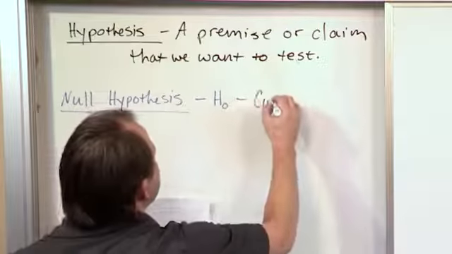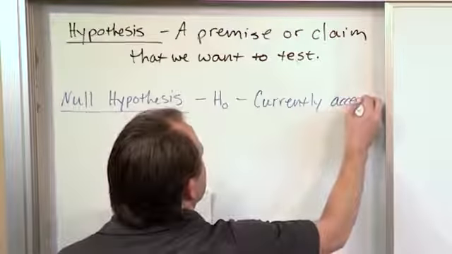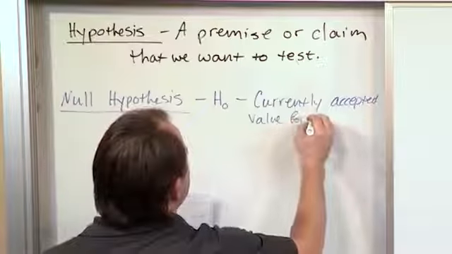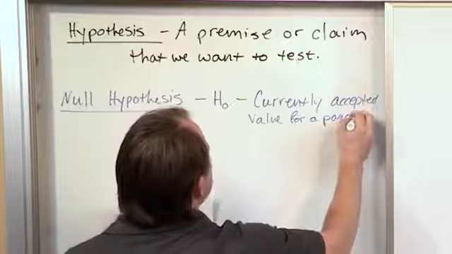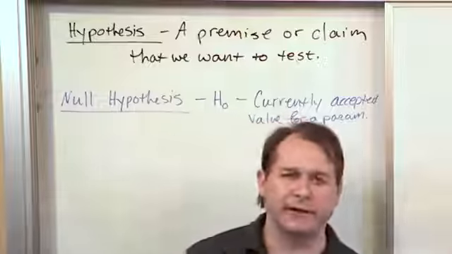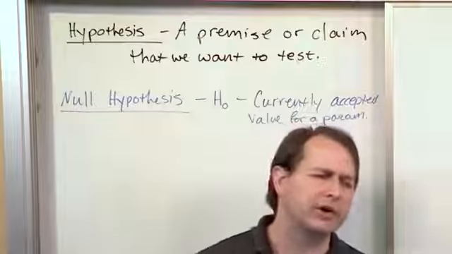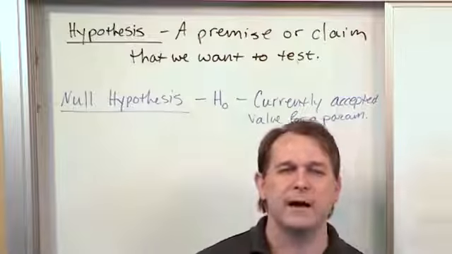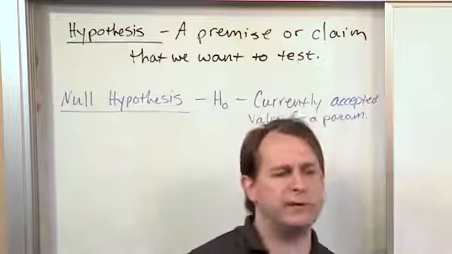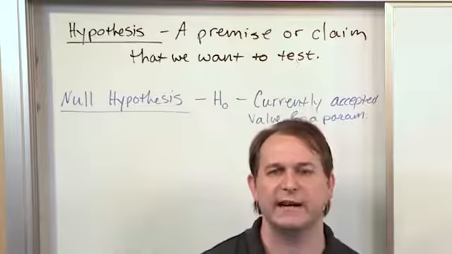This is the currently accepted value for a parameter. Don't forget though, what we're doing is investigating something. When we're looking at a parameter of a population, maybe the mean of the IQ, we're going to typically have some currently established thing. Maybe there are some previous studies out there that say that the birth weight of humans is between this and this. That's the currently accepted thing. So we would typically call that H naught. That's the currently accepted hypothesis.